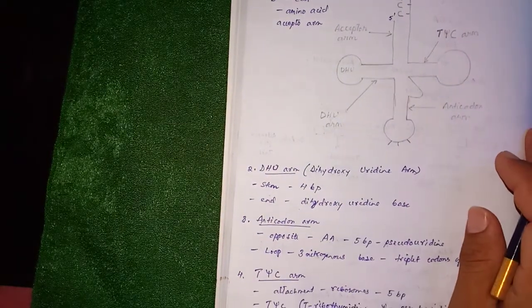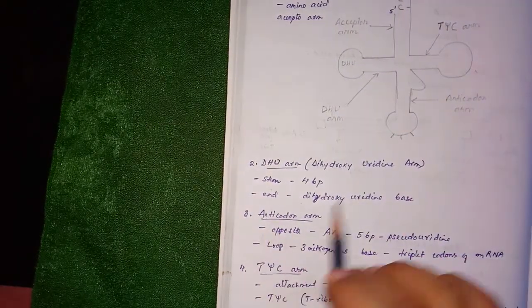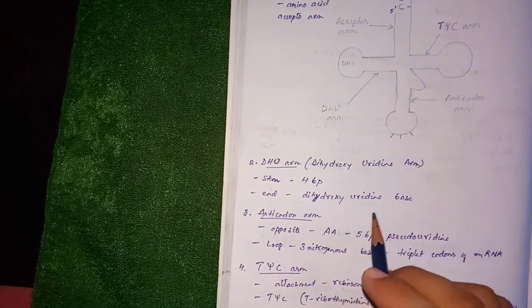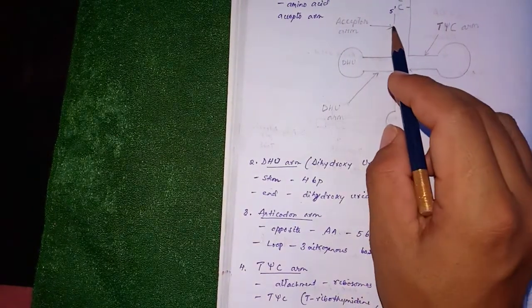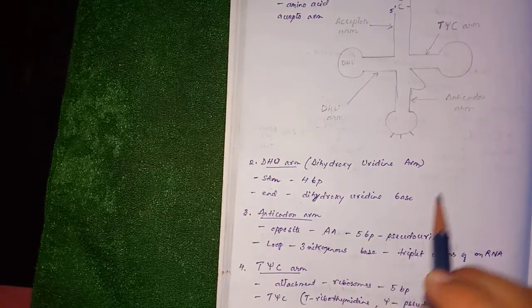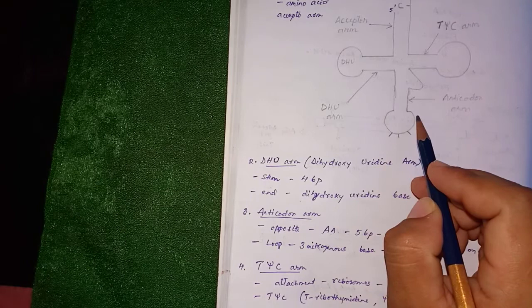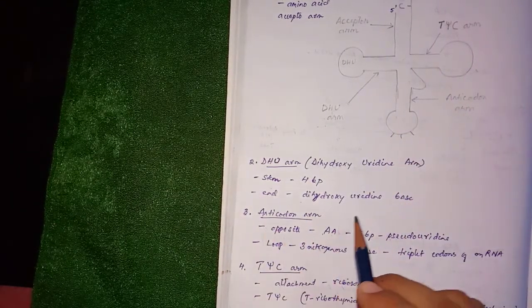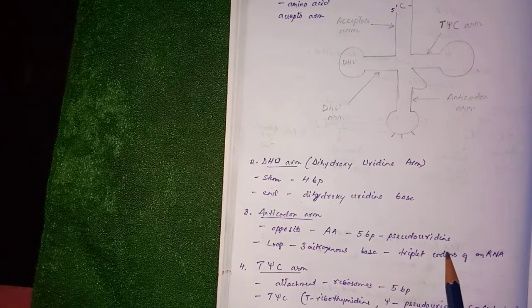And the third is the anticodon arm. This portion is the anticodon arm. This anticodon arm is placed opposite to the acceptor arm and has 5 base pairs, and it ends with the loop, and this anticodon arm consists of a pseudouridine.